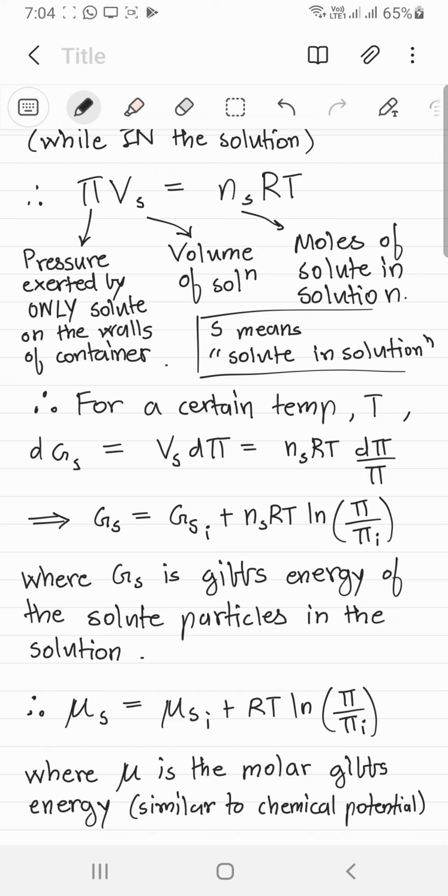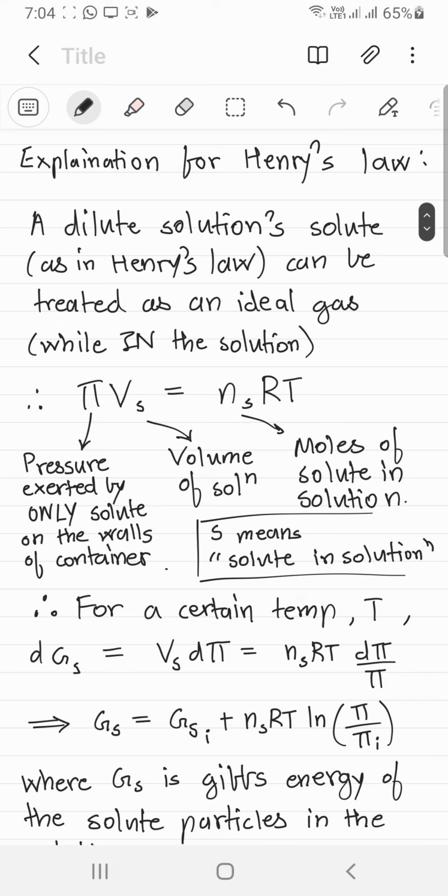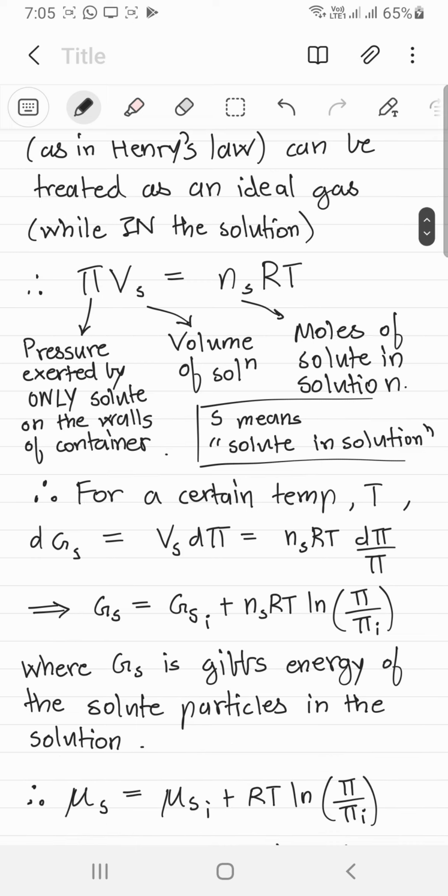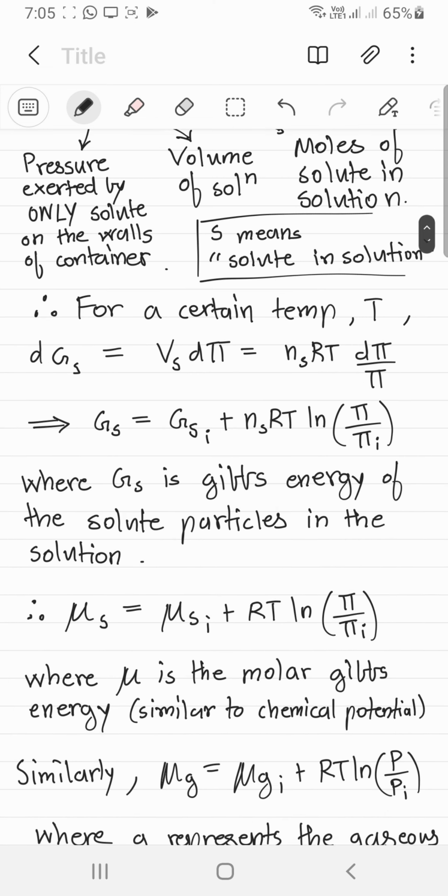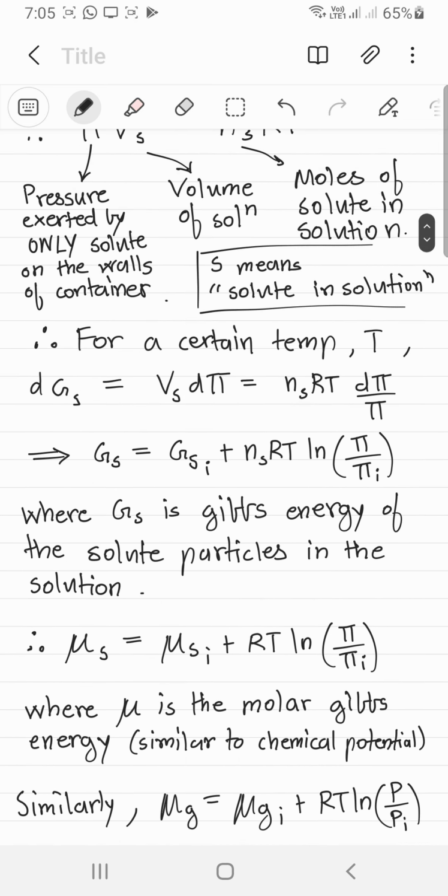In this case, π is the pressure exerted by the solute, which we are considering to be an ideal gas, on the walls. So the pressure exerted by the solute on the walls of the container, that thing we are considering as π. I know it doesn't look good, we should have taken P, but π also works, whatever works for you anyway. So dGs equal to Vs, and this subscript s means solute in solution, and I will explain whatever the subscript means.